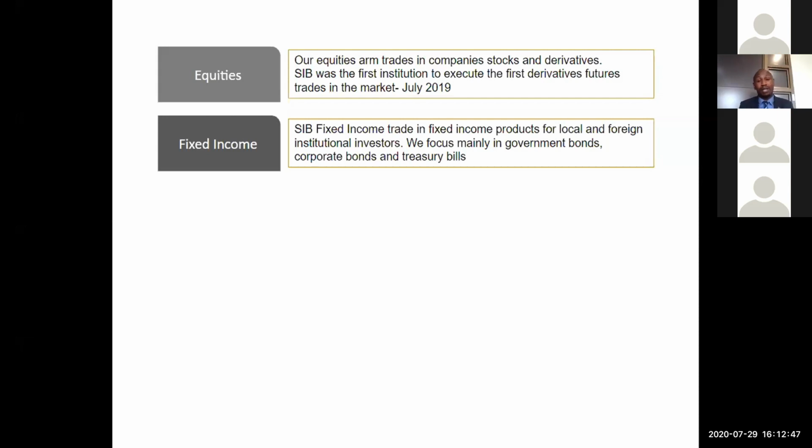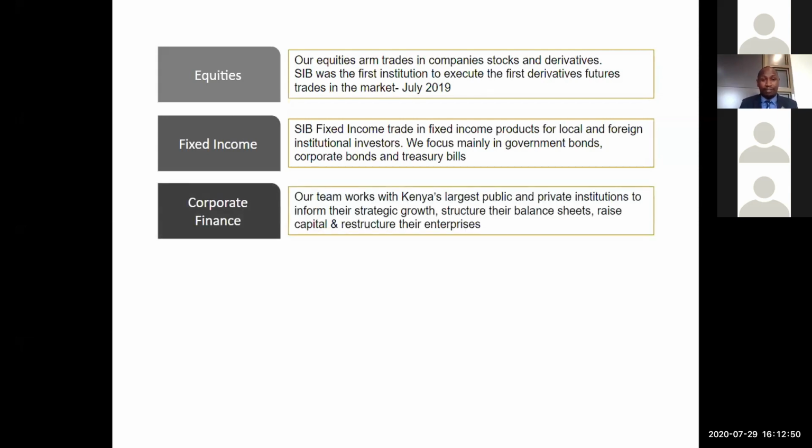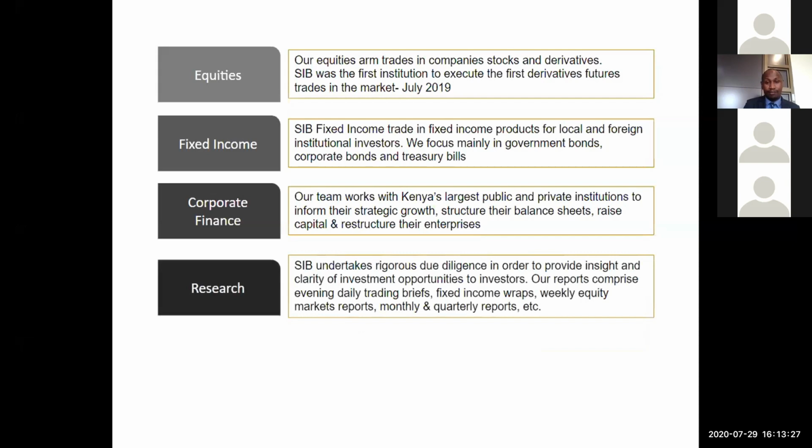These are interest-bearing assets. Corporate finance, our team works with Kenya's largest public and private institutions to inform their strategic growth, structure their balance sheets, raise capital, and restructure their enterprises. And this is a very critical role, especially considering how businesses have been hit by COVID-19. People have lost their jobs and everything. Therefore, our corporate finance division now deals with such issues, making sure that companies don't go under. We are the guys who are preventing companies from going under receivership.